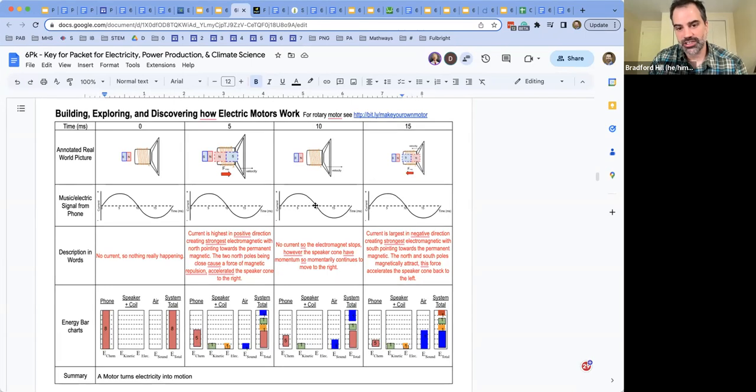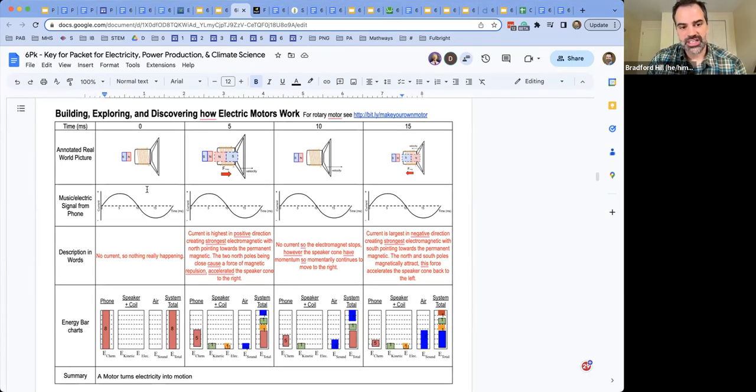Then as the current goes to zero, that electromagnet turns off. It does actually have some momentum, velocity. But then as the current reverses, it creates an electromagnet with the South Pole now on the left. And that, of course, is now attracted to the permanent magnet, pulling that speaker back. And then, depending on what kind of signal you send into the speaker, it will change how the speaker vibrates and creates the sound wave.